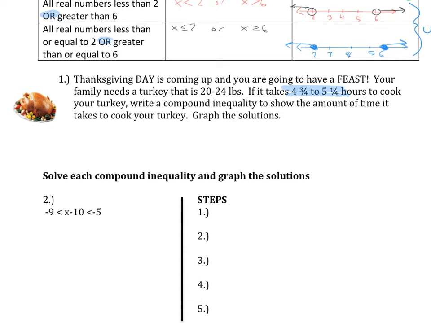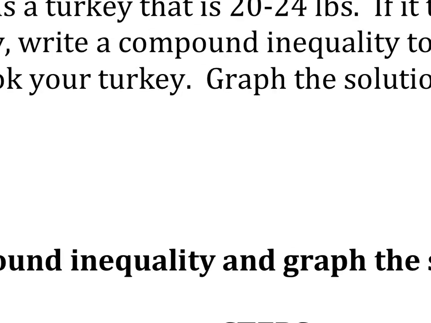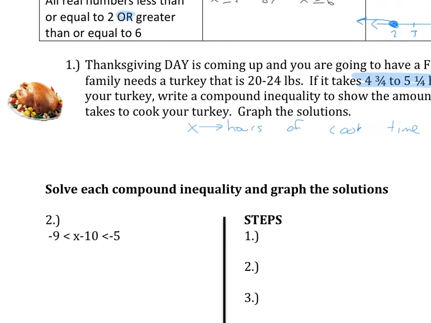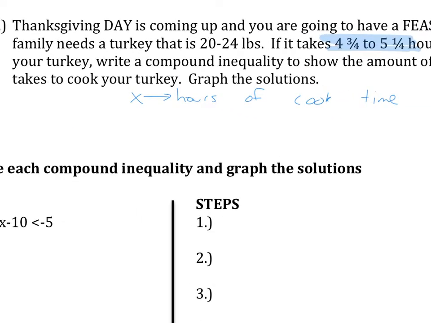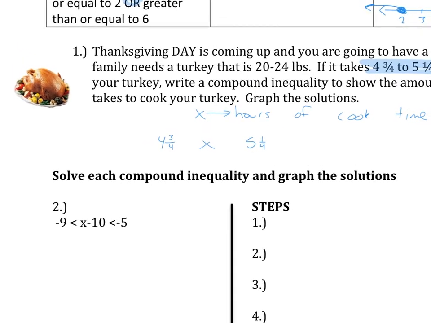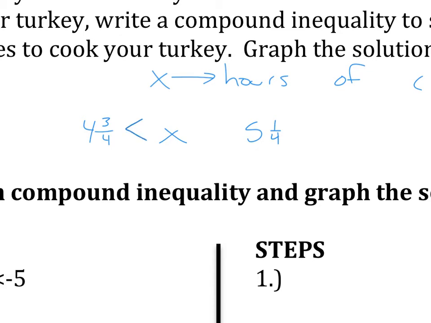So really what I have here is x, the cook time. Let's call that hours of cook time. X is in between 4 3/4 and 5 1/4 hours. So here's x hanging out in between these two time values. X has to be more than 4 3/4, but it has to be less than 5 1/4. You go over 5 1/4, you overcook the thing. That's no good either. But it could also be these exact values.